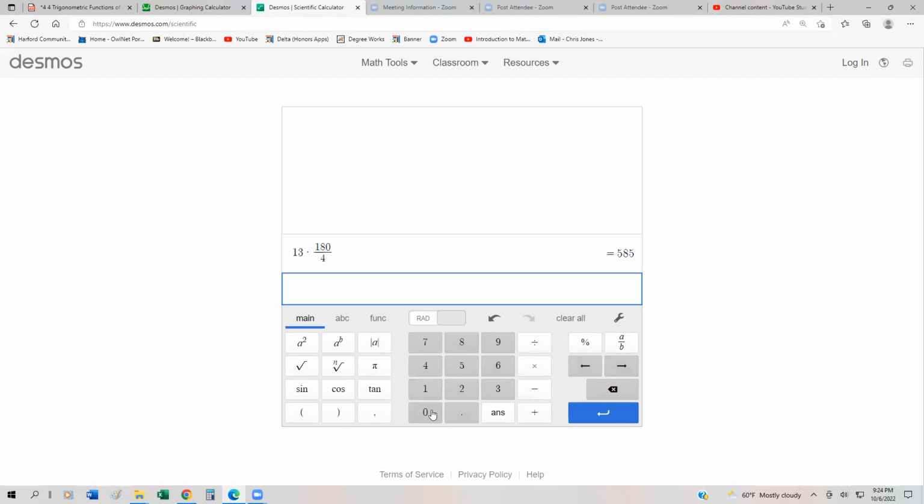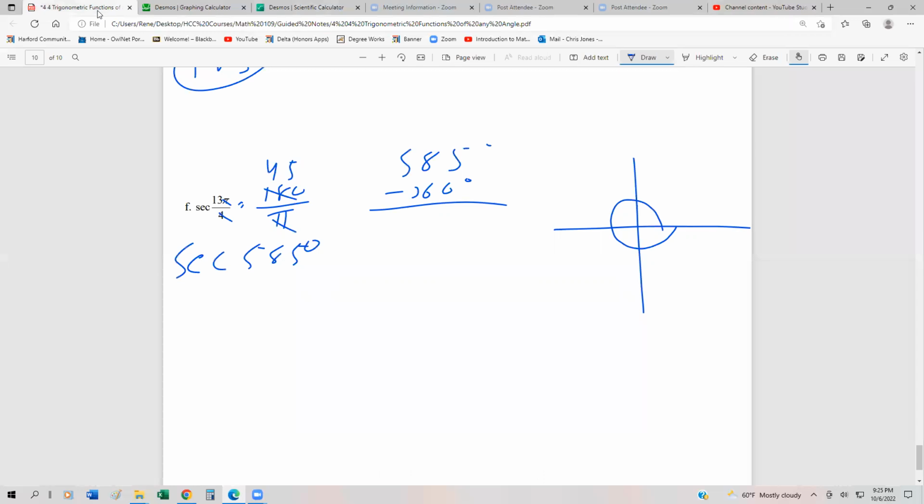Let me clear that out. So 585 minus 360 gives us 225, right? And so what's left is for us to plot 225. Now 225 goes around 180, and then we need a little bit more than that. So this should be our angle theta equals 585 degrees.